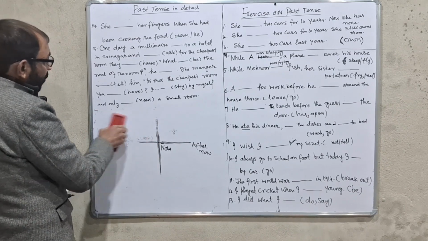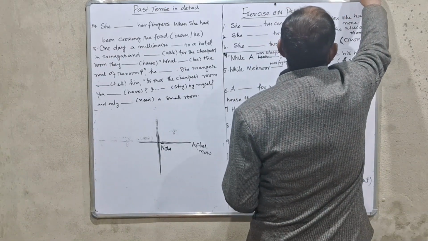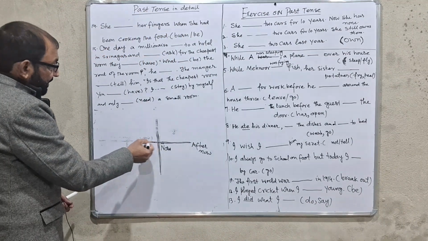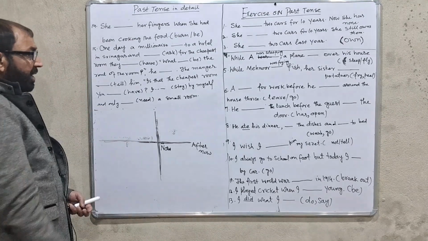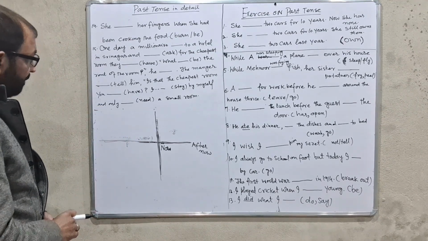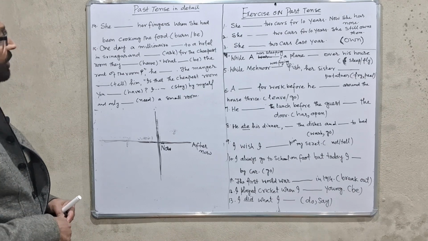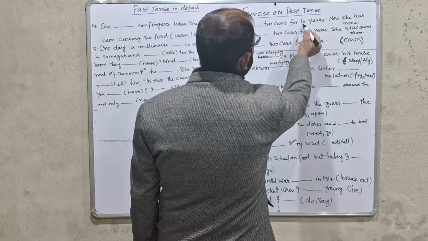Now, our main goal is to attempt the exercise on past tense, all forms: past simple, past continuous, past perfect continuous. First example. She ---- two cars for 10 years.